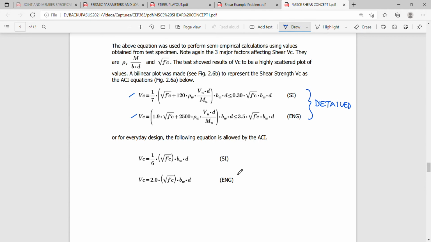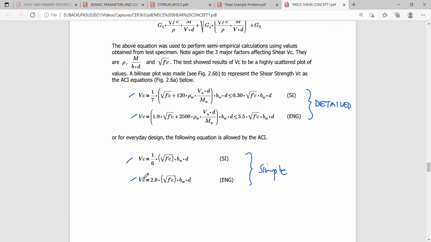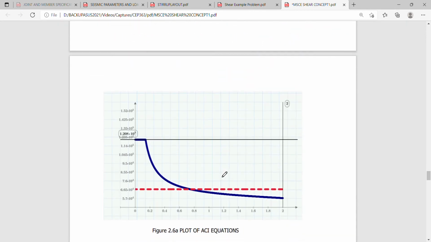And also we have the day-to-day equation, which I termed as a simple equation that we may opt to use. So in SI it's only 1 over 6, and in English it's only 2.0 square root of fc prime bw d. Okay, so I'd like you to take a look at this plot.